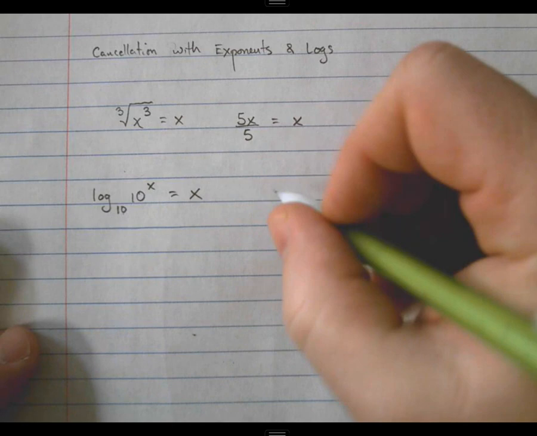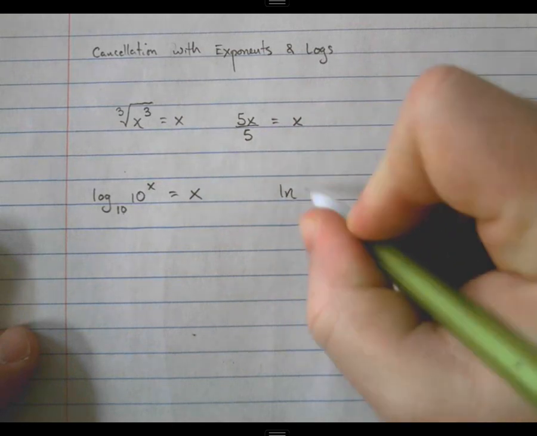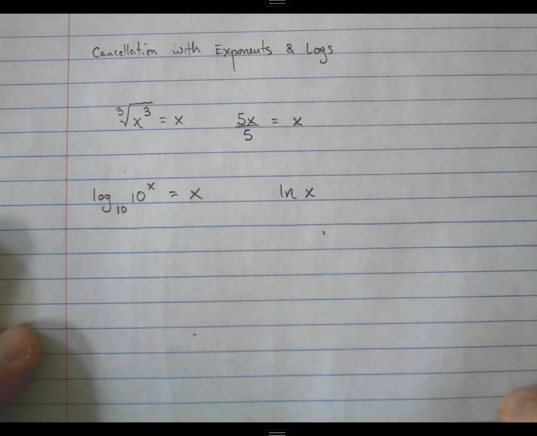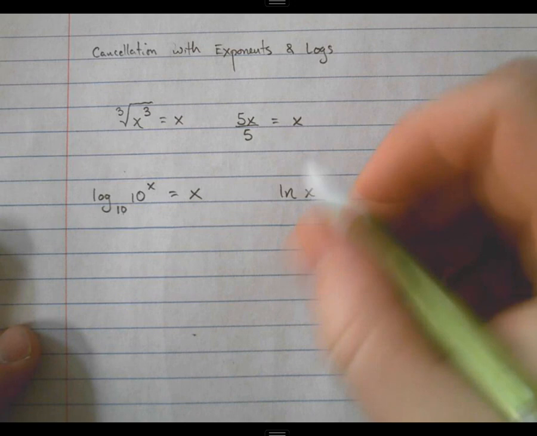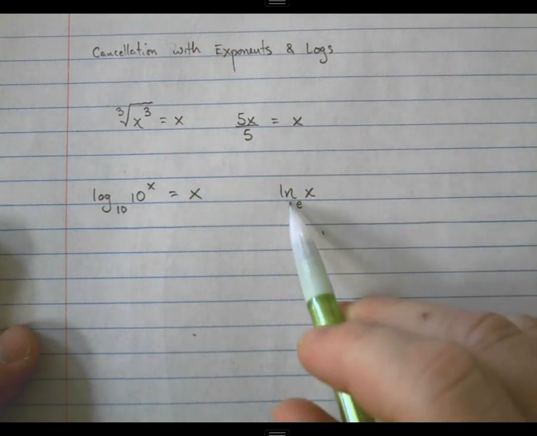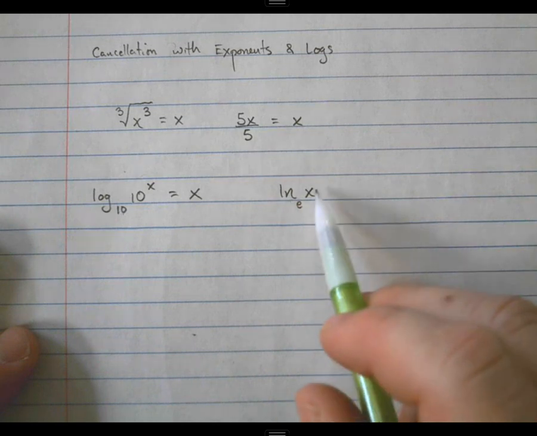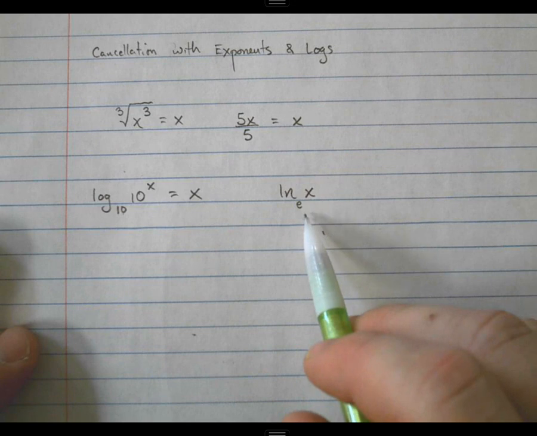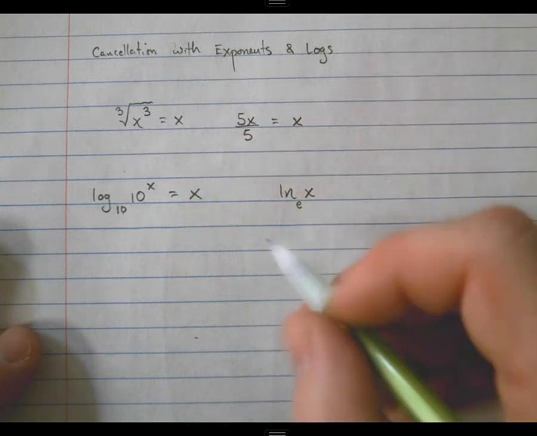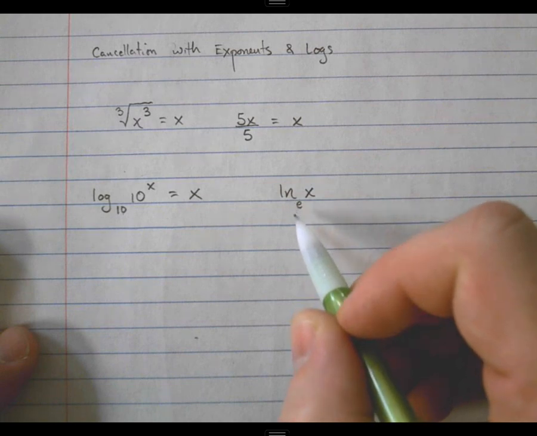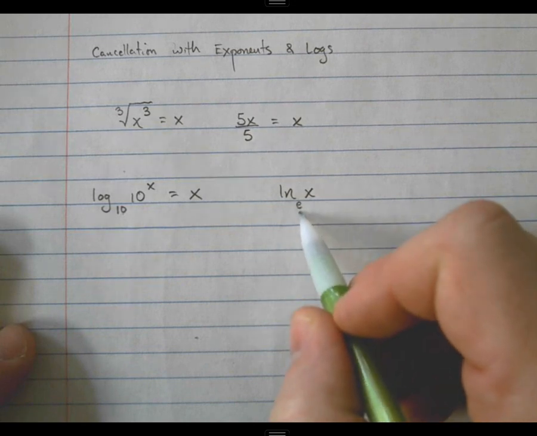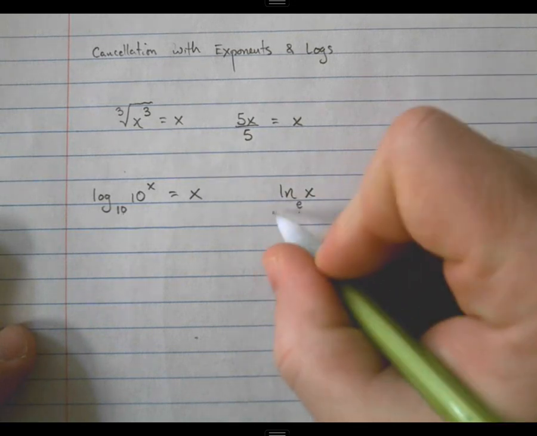Likewise, let's say I have the natural log of x. Well, natural log, what's its base? Its base is e. So I have a natural log with the base e of x. Let's say I want to cancel out the natural log. How do I cancel out the natural log? Well, I cancel out a log with an exponent. Then I've got to ask myself, what's the base of this log? It's e. So what does the base of the exponent need to be?